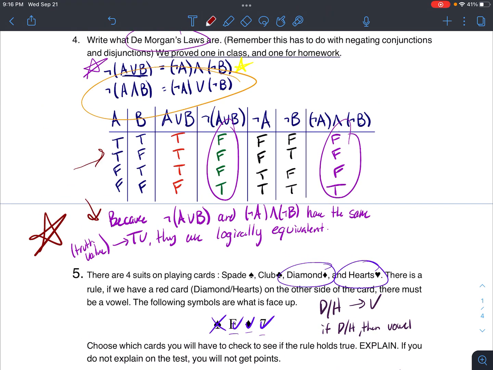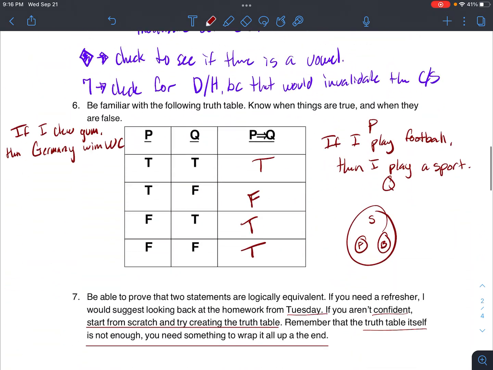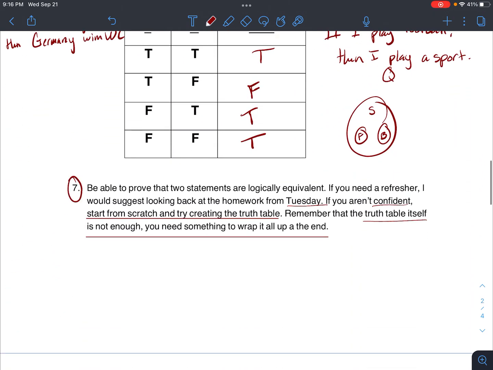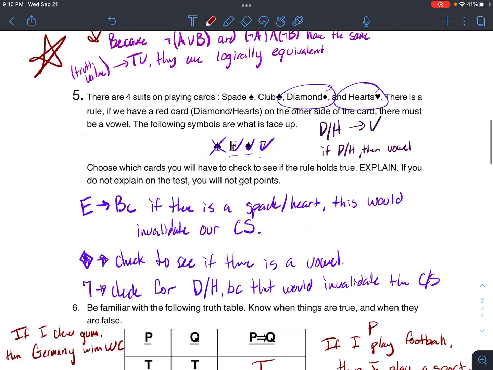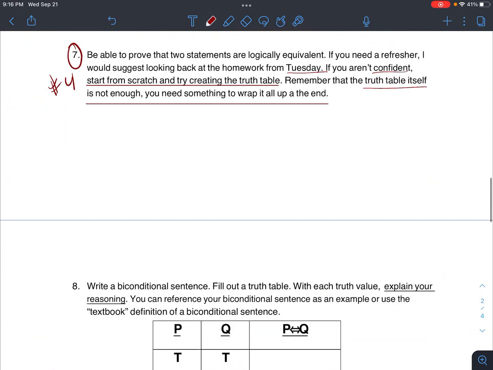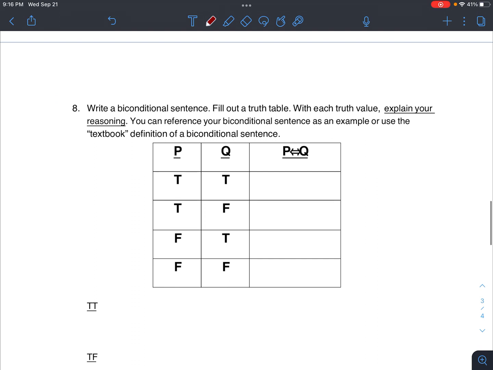So we kind of already did this. We went through the truth table. We went through what the sentence is at the end to wrap it up. So I'm not going to do that again. So this is C number 4. Right? 4? Cool. I know how to do numbers.